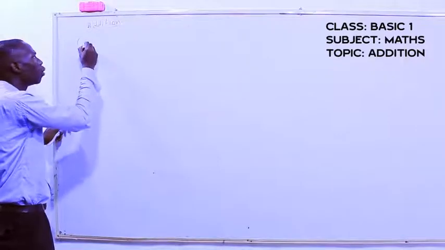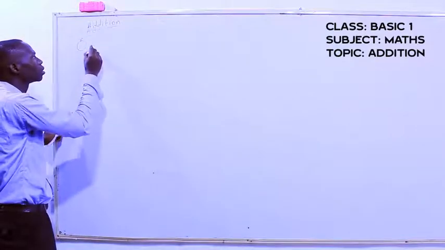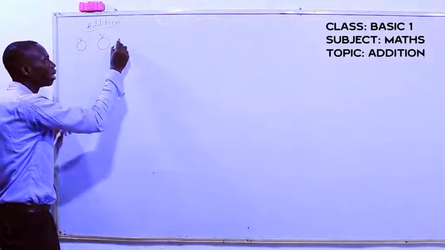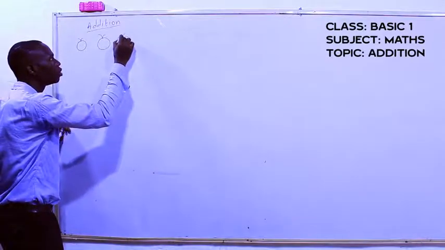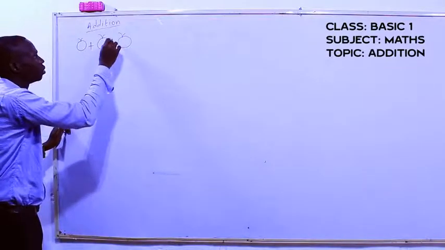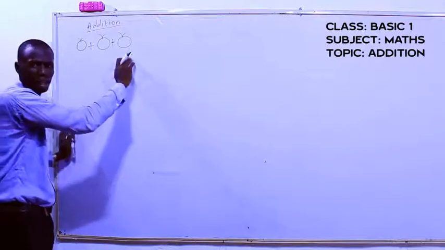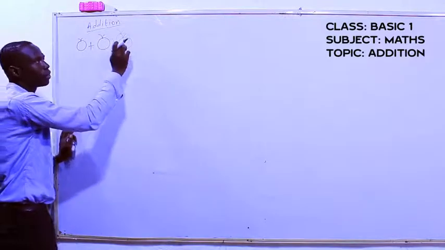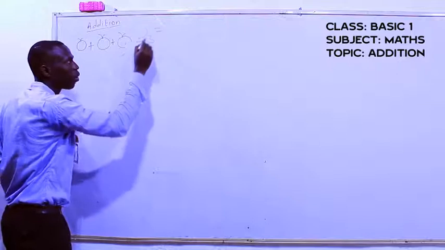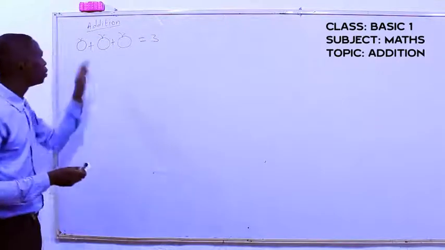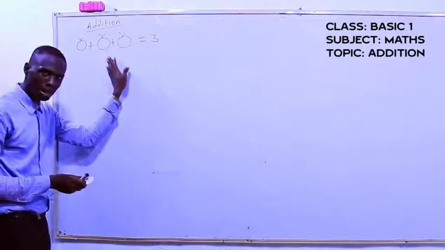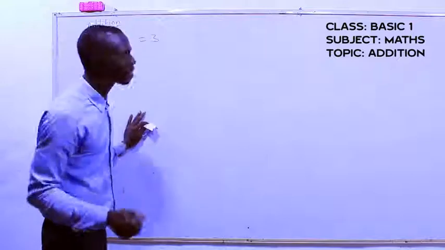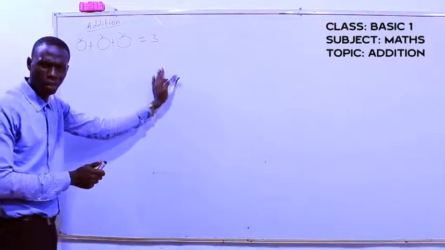If you have one orange and another orange and another orange, and they say, how many oranges are here? We count it. 1, 2, 3. This is called addition. Joining this orange and this orange together to become 3 oranges. This is what is called addition.